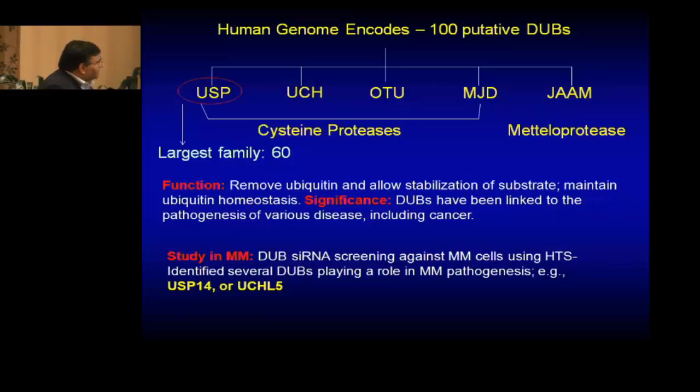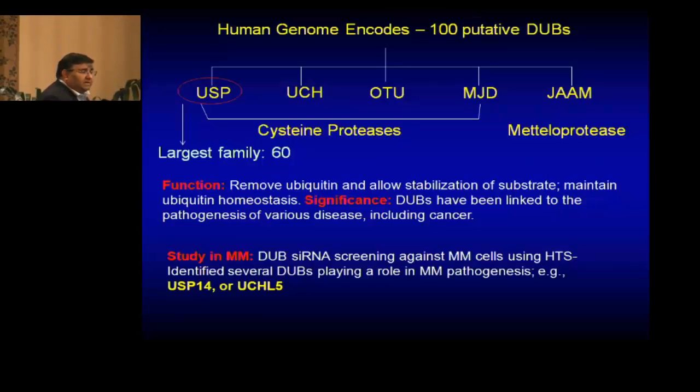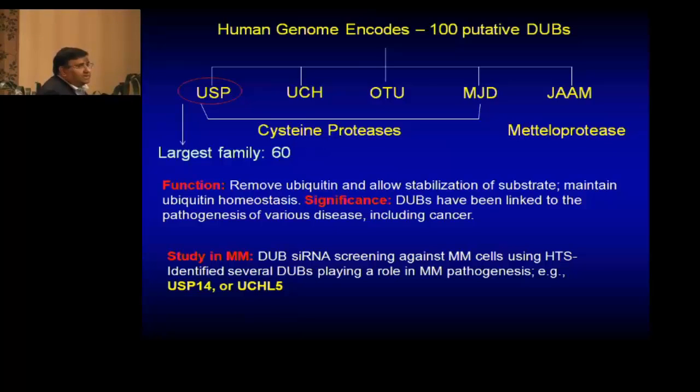So what are DUBs? Our genome encodes about 100 putative DUBs, and they can be categorized into 5 distinct families shown here. The USPs, which are ubiquitin-specific proteases, are the largest family. Their main function is to remove ubiquitin from substrates, allowing the stabilization of these substrates, and they maintain ubiquitin homeostasis in the cellular context. DUBs have been linked to the pathogenesis of various diseases, including cancer.